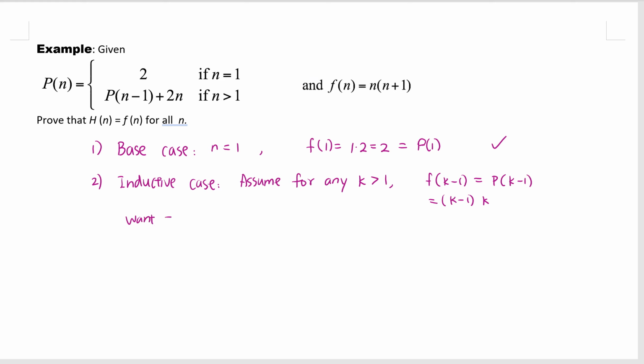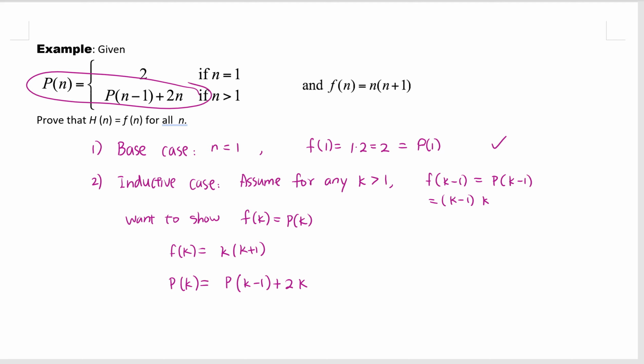And then we want to show that f of k equals p of k. So for f of k, we replace n by k, so we have k times k plus 1. Okay, and let's go to the other side. What is p of k by the recurrence relation? That's p of k minus 1 plus 2k, right? We're using this formula and we plug in n equals k.